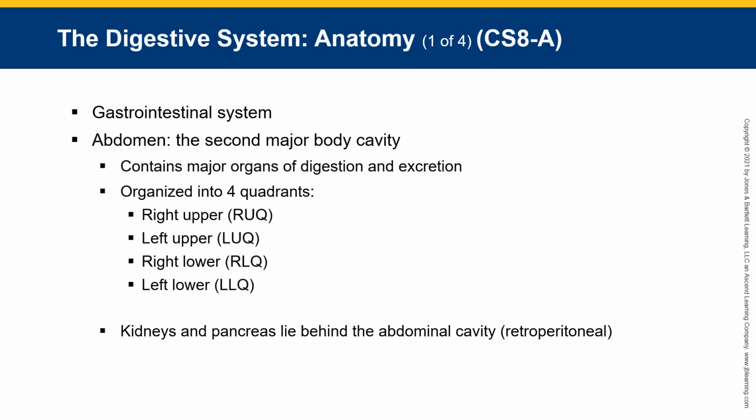The digestive system is one big tube. The gastrointestinal system, it's found inside the abdomen for the majority of it. The abdomen is the second major body cavity, and it has the major organs of both digestion and excretion, things like urination and stuff like that. It's organized into four quadrants: the right upper quadrant, the left upper quadrant, the right lower quadrant, and the left lower quadrant. And then the kidneys and pancreas lie in the abdominal cavity, which we call the retroperitoneal cavity.